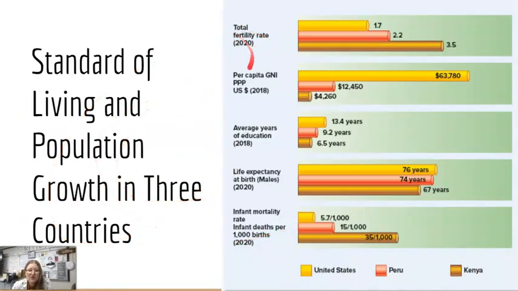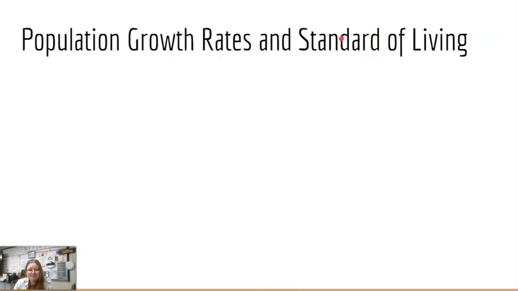So if we look at total fertility rate, and the three we're looking at are the United States, Peru, and then Kenya. Total fertility rate, United States is the lowest, with the other two increasing. Per capita GNI, which we're going to define on the next slide, is way higher in the US than in the other two. Average years of education, life expectancy, and then infant mortality as well. So we see a really low infant mortality in the US and then a slightly lower fertility rate because people are less concerned about their children passing.